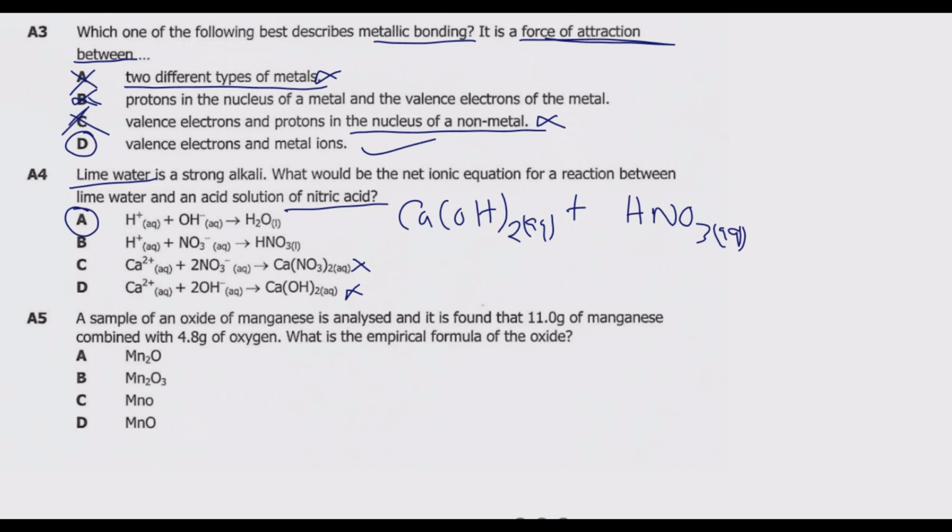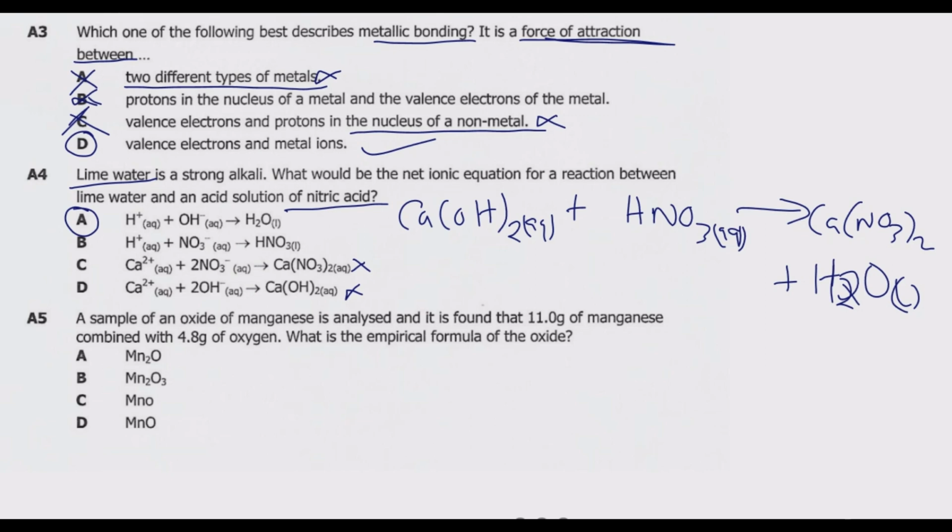When these react, they will give us a salt. So what will be the salt? The salt will be calcium nitrate, aqueous, plus water, which is liquid. This is what will be given to us. Now what you notice here is, what is the new product. The first thing is, let us balance the equation.